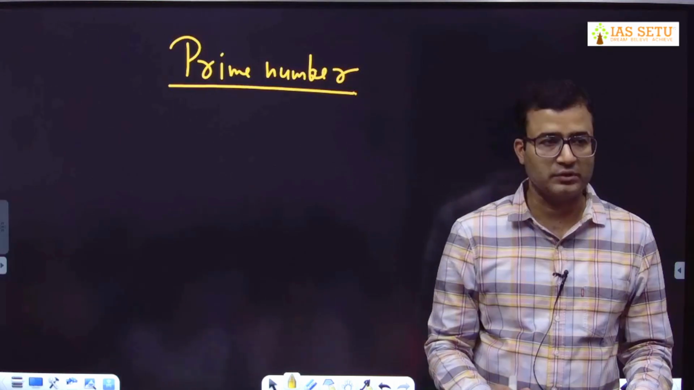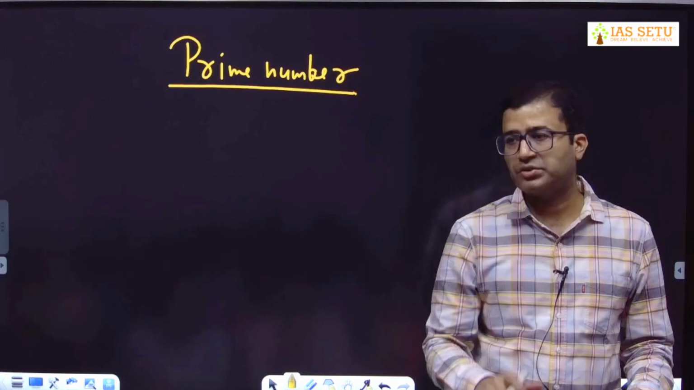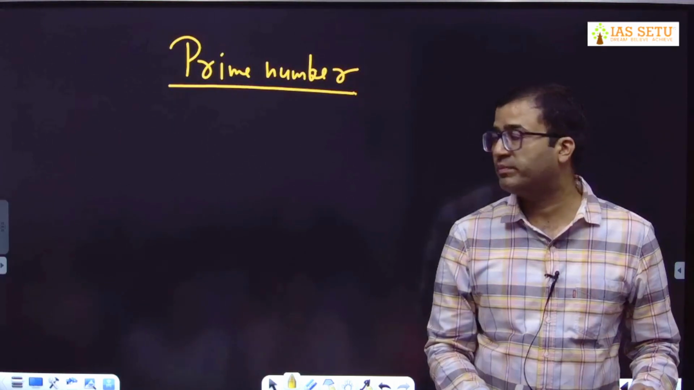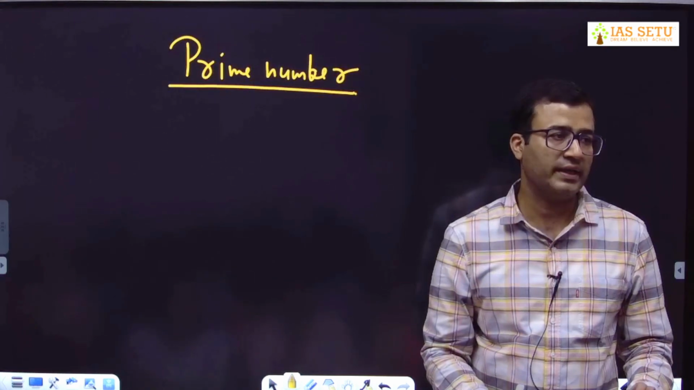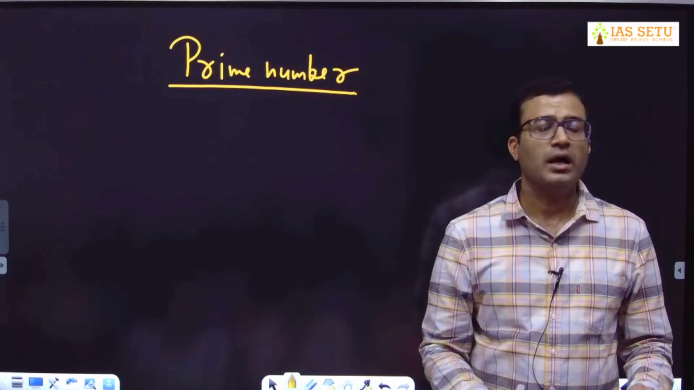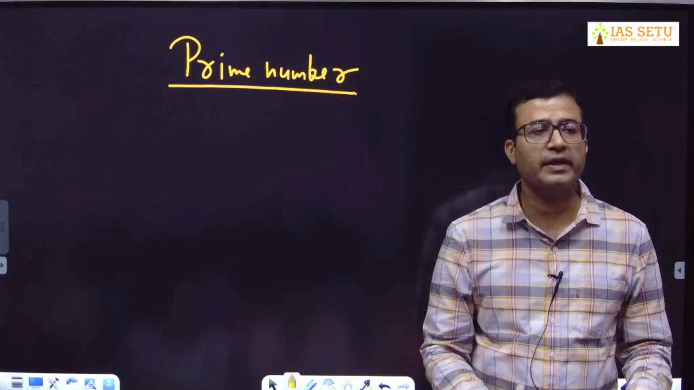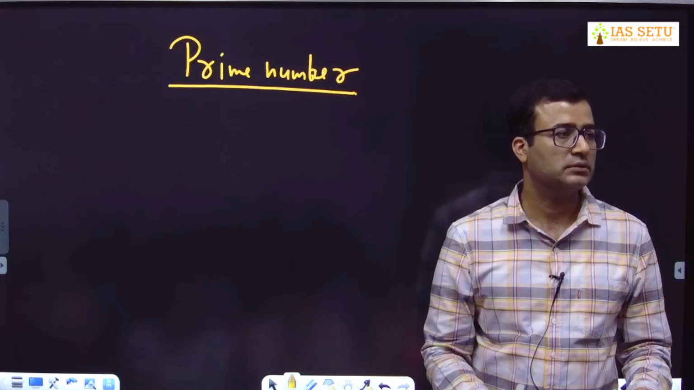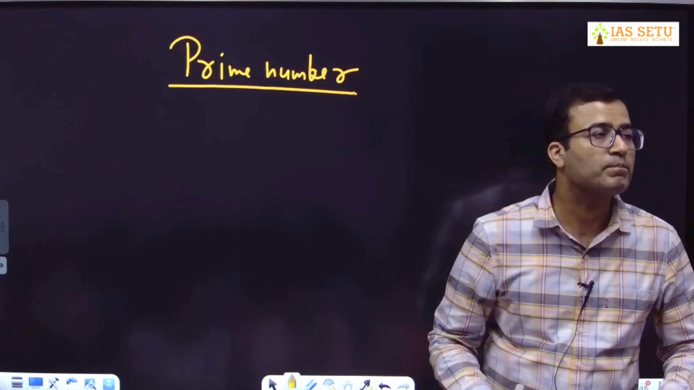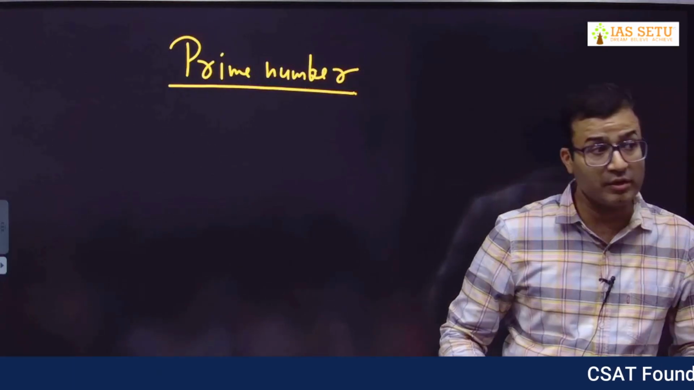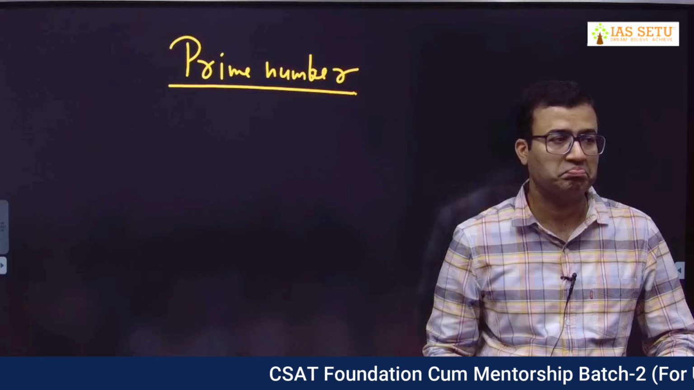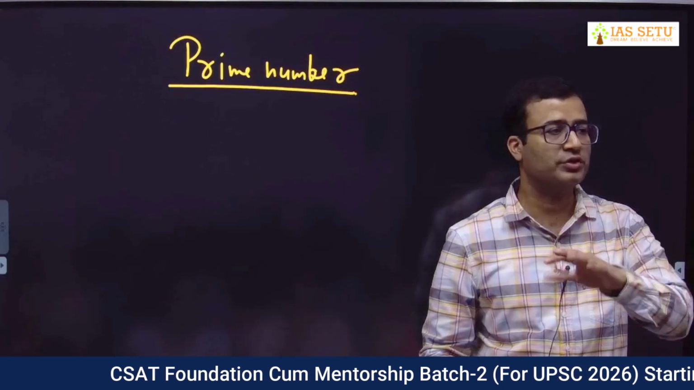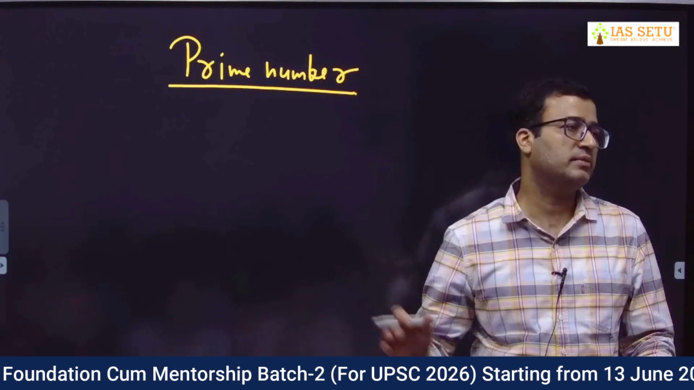One and itself. Other than this, he has given his definition of prime number: any number which has only two factors, 1 and itself. Other than that, if you want to add any information, prime numbers are also whole numbers. Whole numbers 0, 1, 2, 3, that is a different thing. Prime numbers are different.